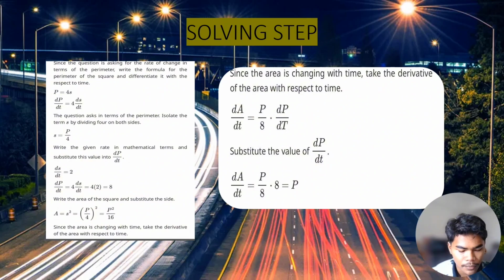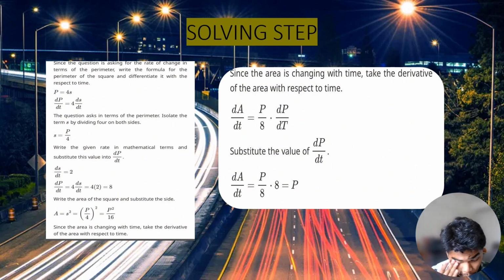Write the given rate in mathematical terms and substitute this value into dp over dt. ds over dt equals 2, so dp over dt equals 4 ds over dt equals 4 times 2. The answer is 8. Write the area of the square and substitute the side. A equals s power 2 equals P over 4 power 2. The answer is P power 2 over 16.